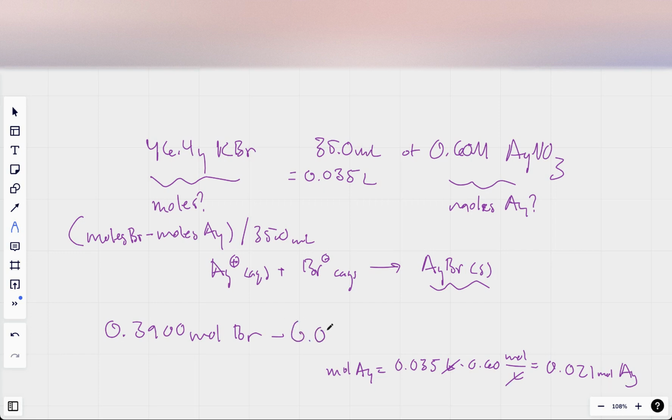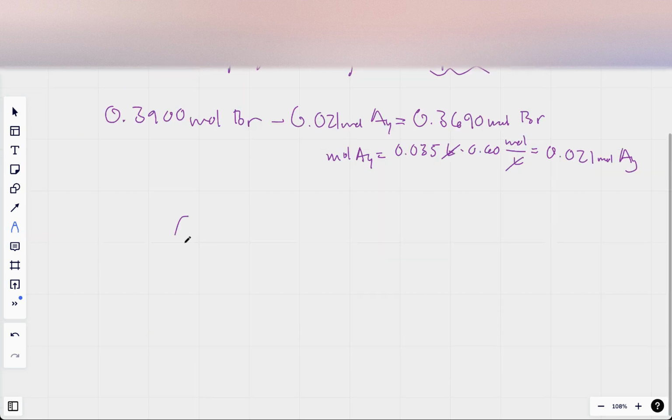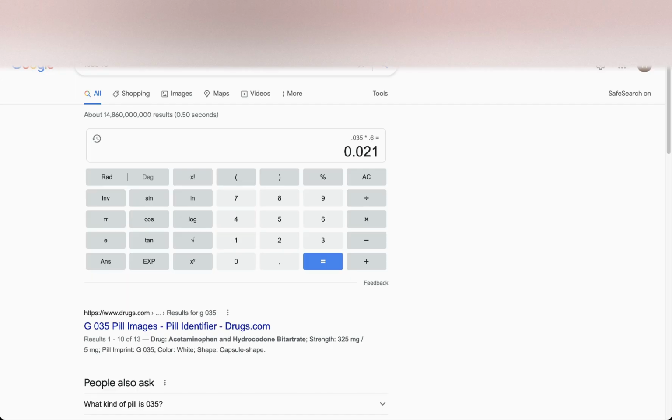Okay, so 0.021 moles of silver. So moles of bromine left over after they react is going to be 0.369. Okay, so now I've got 0.369 moles of bromine. Divided by our 0.035 liters, and this will give me a molarity, 0.369 divided by 0.035.